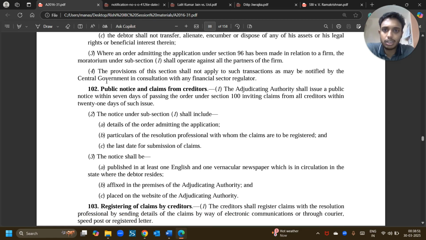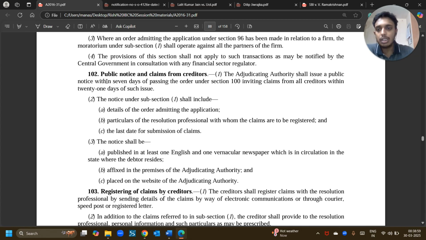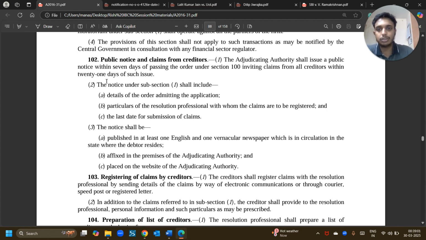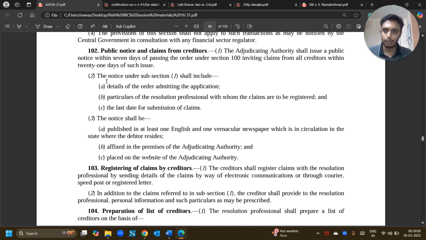Subsection 3 says where an order admitting application under 96 has been made in relation to a firm, moratorium under subsection 1 shall operate against all the partners. So this again is not very relevant to us. Moving on to subsection 4, the provisions of this section shall not apply to such transactions as may be notified by the central government. This is a replica of what we have seen under section 96 and 14 as well.